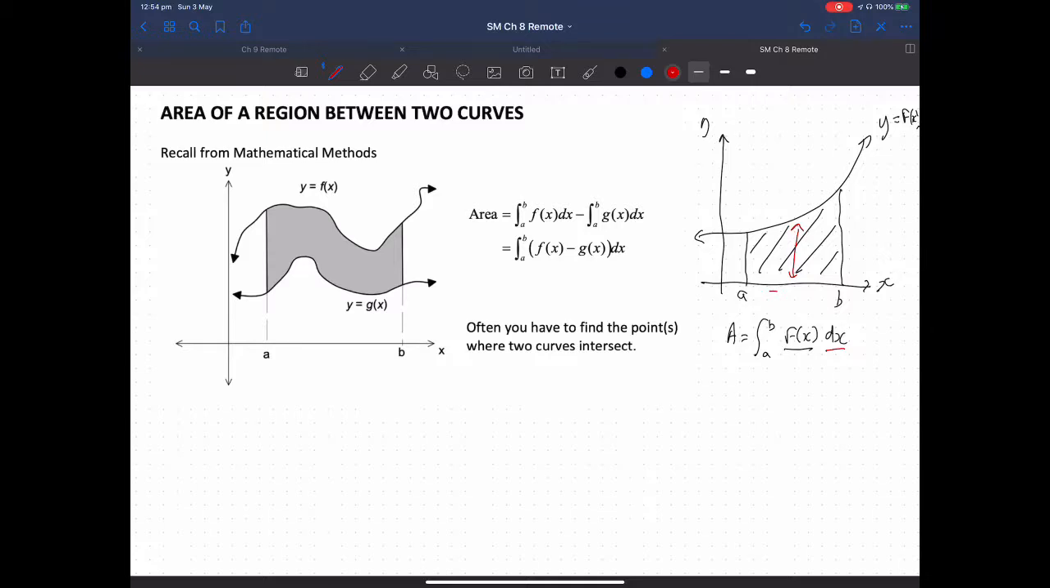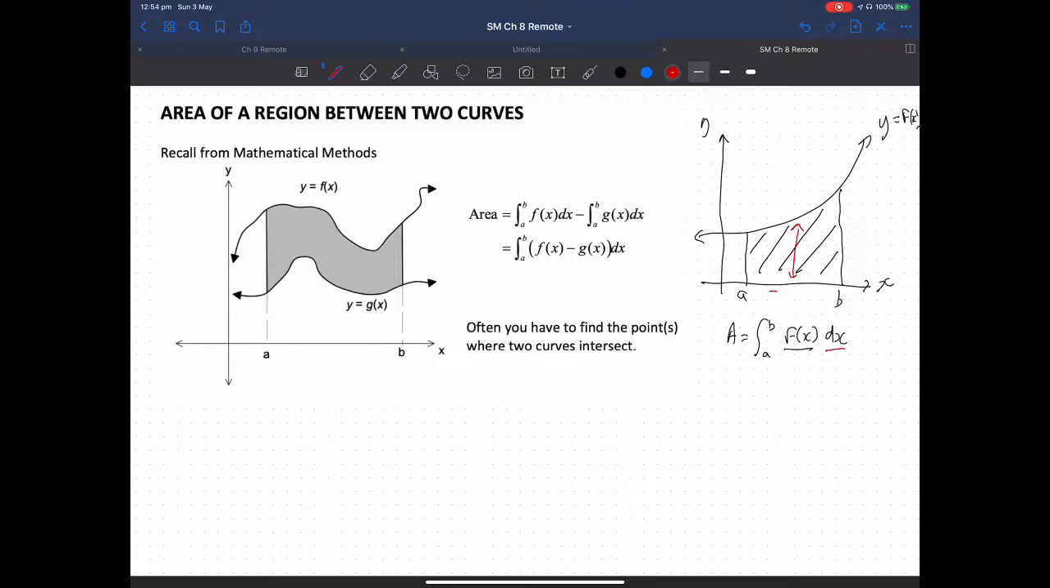As I have drawn there, the curve is above the x-axis, so the value of fx will be positive. Dx, the width of a rectangle, in essence, is always positive. So a positive times a positive is a positive value, which gives us our area being positive.